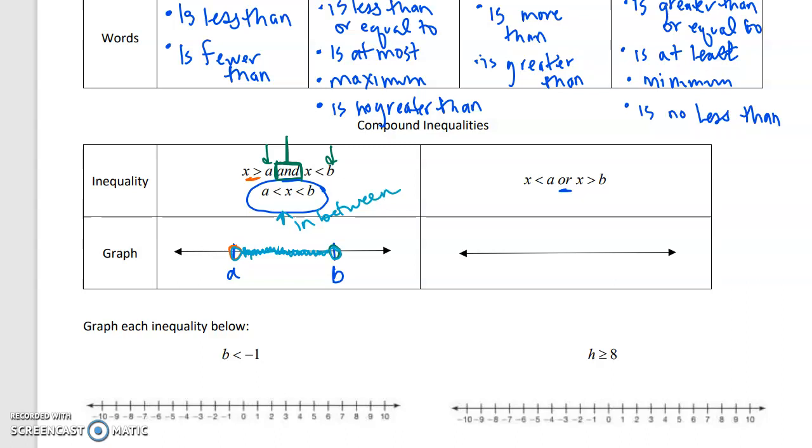And so we're shading the values in between A and B. The second type of compound inequality is one where we have an or. And when we have an or, you don't actually both have to be true. So, this is students who play basketball or tennis.